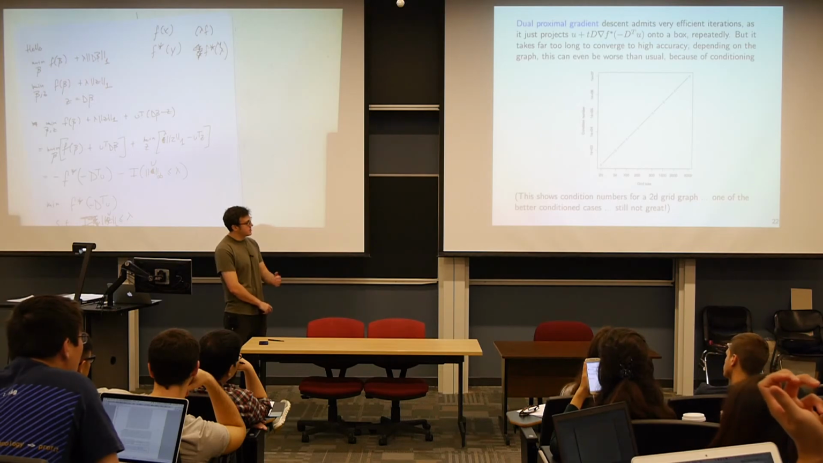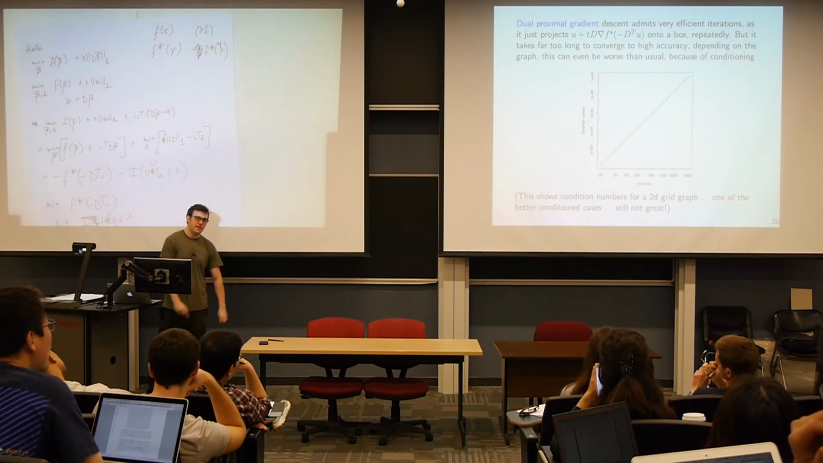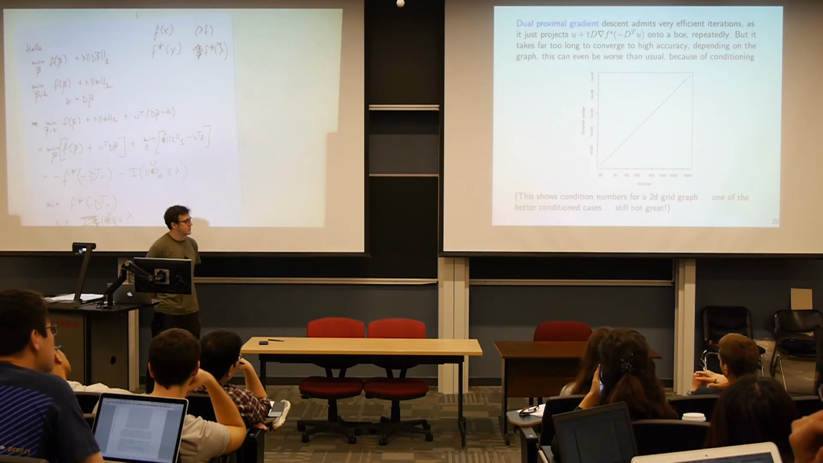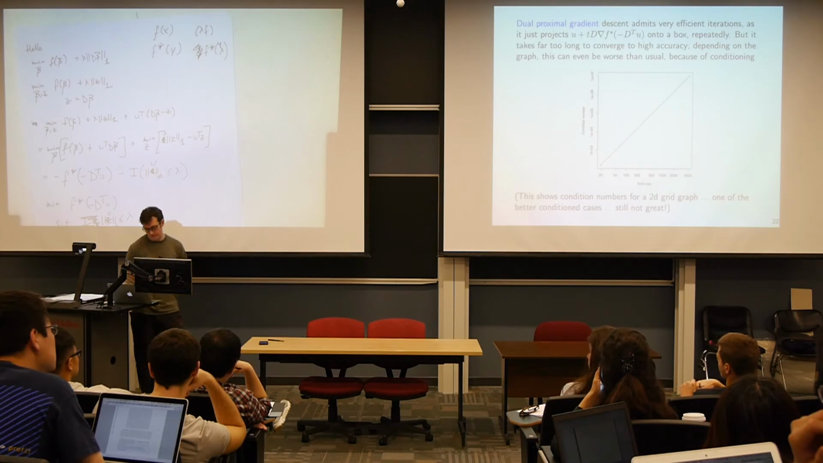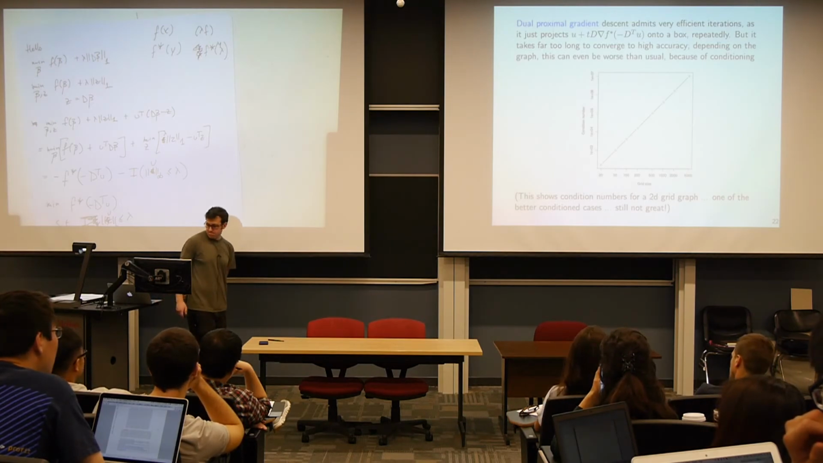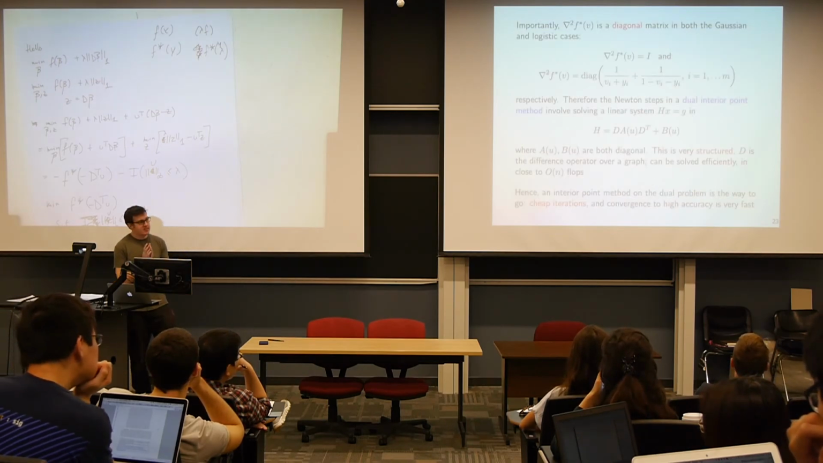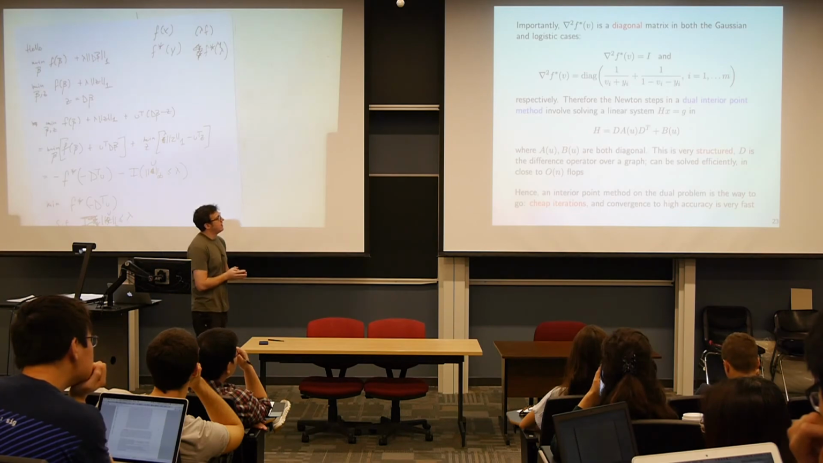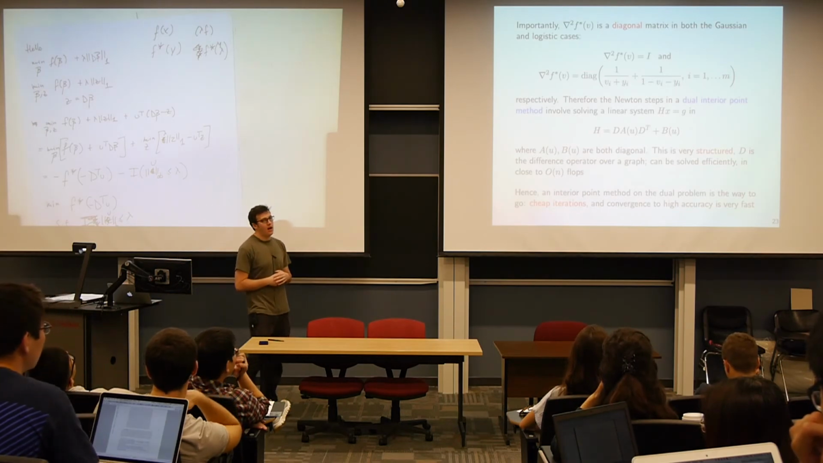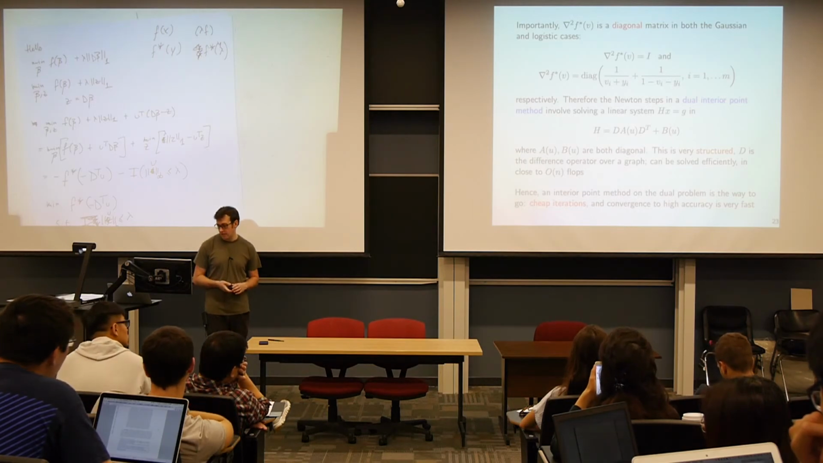This is for the 2D grid graph. It actually turns out that for the chain graph, with the same number of variables, the condition number increases even faster. So in some sense, the D matrix can be somewhat poorly conditioned, especially for larger problems. With that in mind, let's proceed and talk about how we can actually apply the dual interior point method that we talked about.